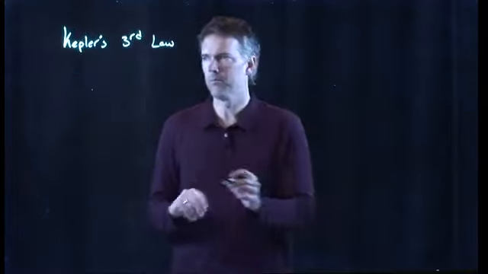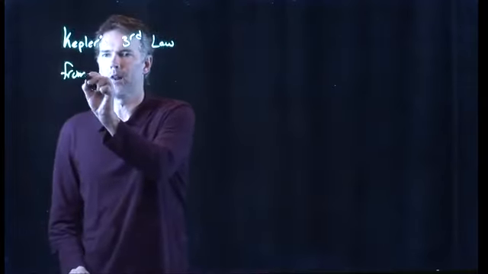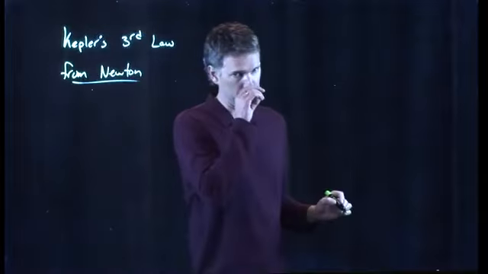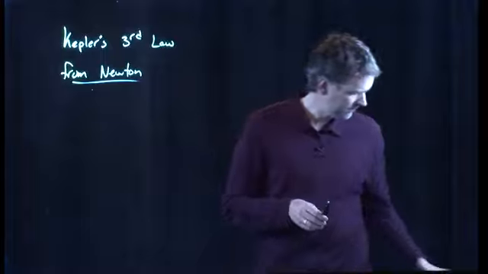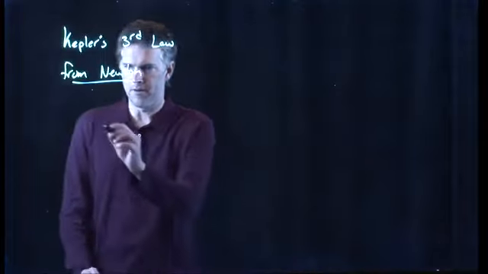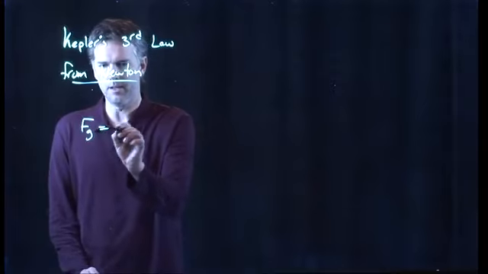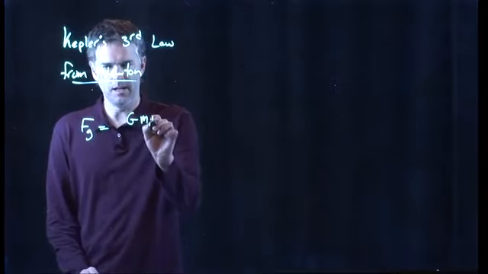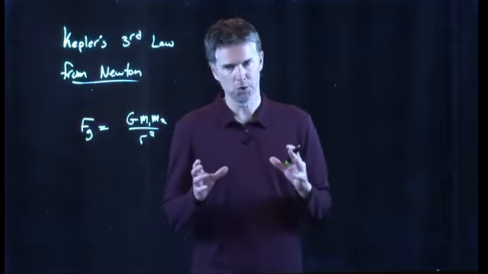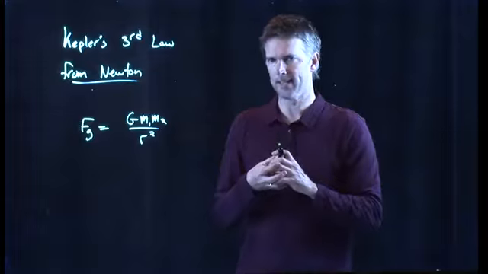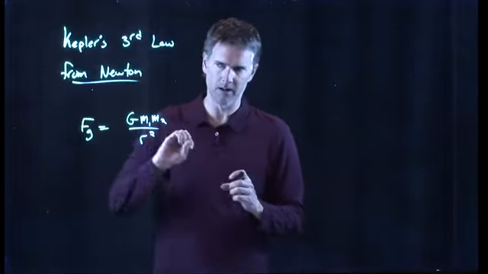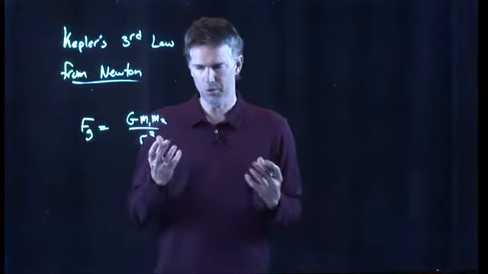Okay, let's see how Kepler's third law is derivable from what Newton said. So, Newton said the following. The force of gravity, the magnitude of it, is G m1 m2 over r squared. Any two masses are gravitationally attracted together by that magnitude. Usually we put a minus sign in front of it, but this just means it's attracted.